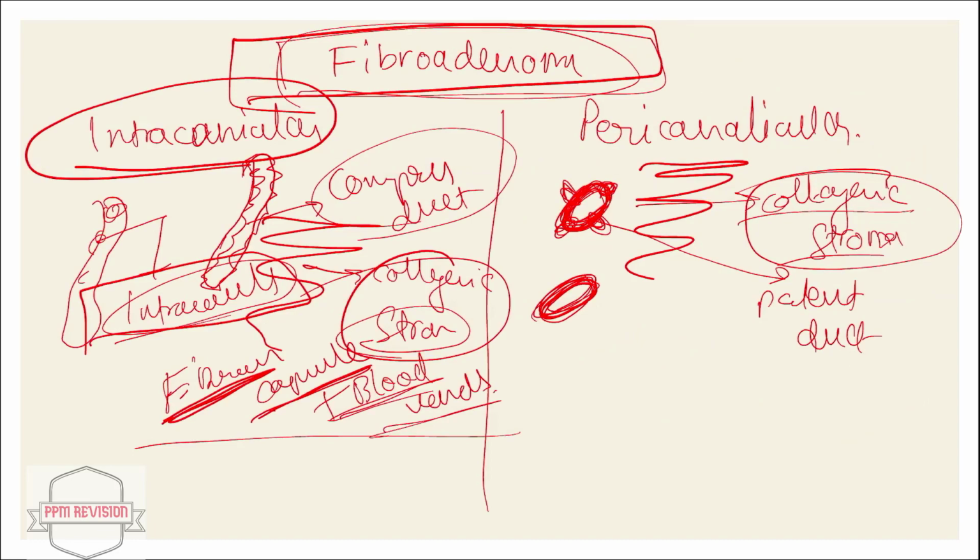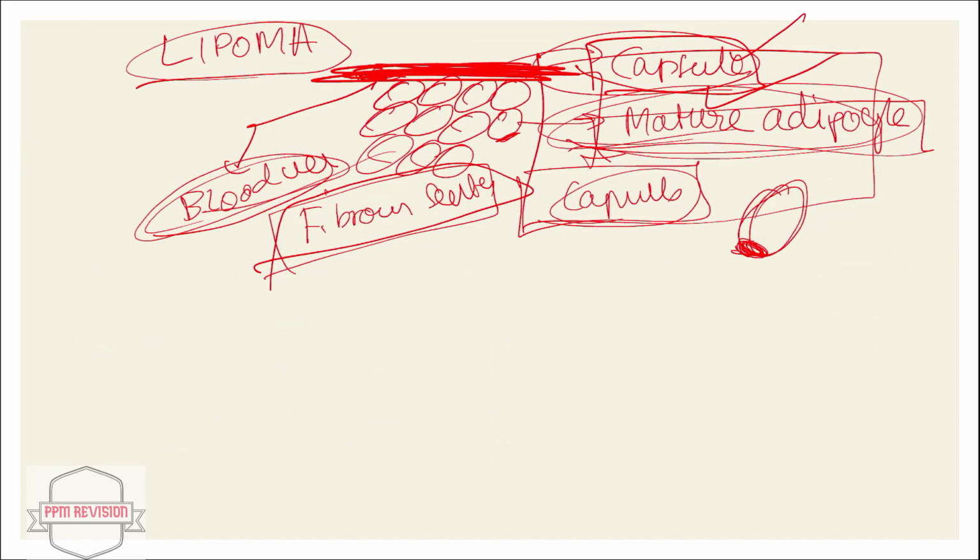Now fibroadenoma, we know it's intracanalicular and pericanalicular. In pericanalicular, it is ring shaped and there is a duct, okay? And in intracanalicular, there's a slit-like appearance, and it has a wavy appearance as well, a wavy slit-like appearance.